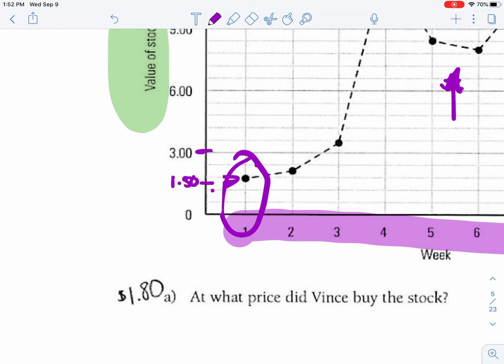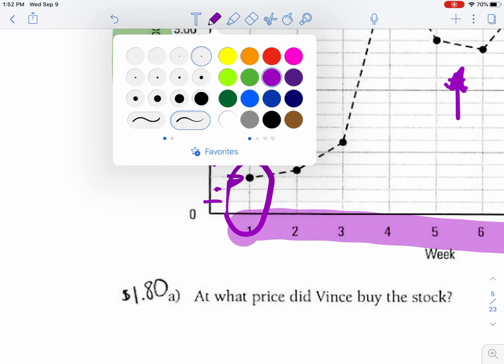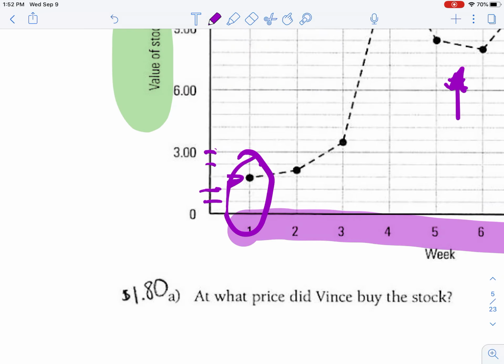Okay, if you want to figure out what each line is here, okay, what is each line? How can I figure that out? You can figure that out by saying, okay, well, actually I'm going to erase this again. Sorry about that. I'm going to make this a little skinnier. How many lines are there from 0 to 3? Well, there's 1, 2, 3, 4, 5. So to figure out what each line is going up by, you're going to do 3 divided by 5.